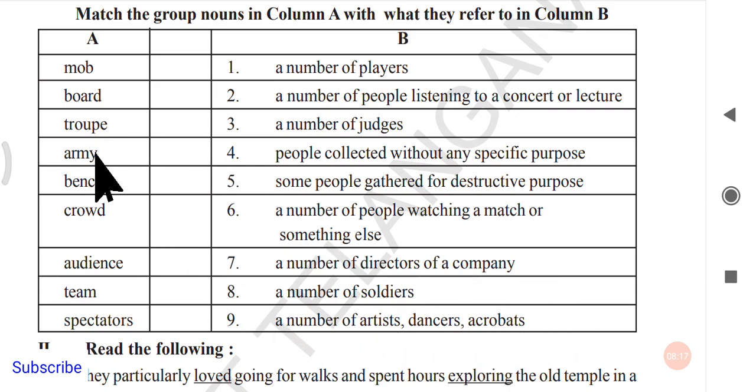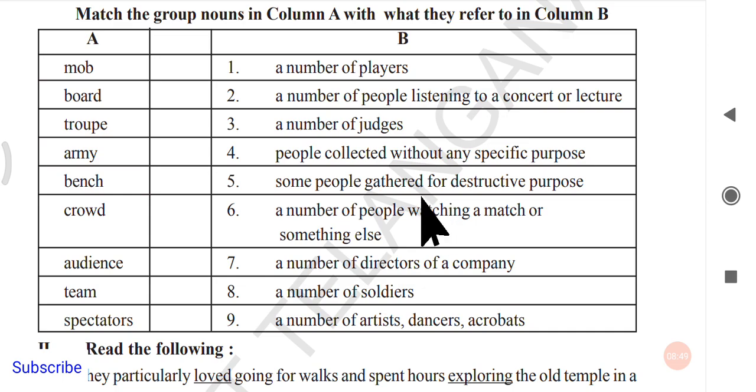Next, army. We have the word army here, we all know it. A number of soldiers is called an army. Next, we have bench, a number of judges. Bench, 3. A number of judges is called a bench. Next, we have the word crowd here. Crowd means people collected without any specific purpose. There is no specific purpose here.